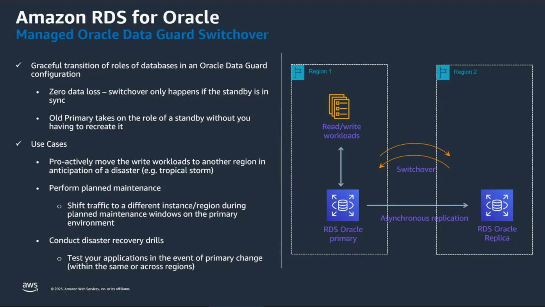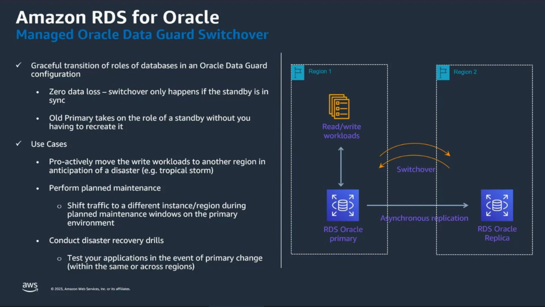Also perform planned maintenance on the primary environment. You can shift traffic to a different instance or region during planned maintenance windows on the primary environment. This feature may be used for the purpose of disaster recovery exercises, that means tests that applications can reconnect to the new primary without risking data loss.